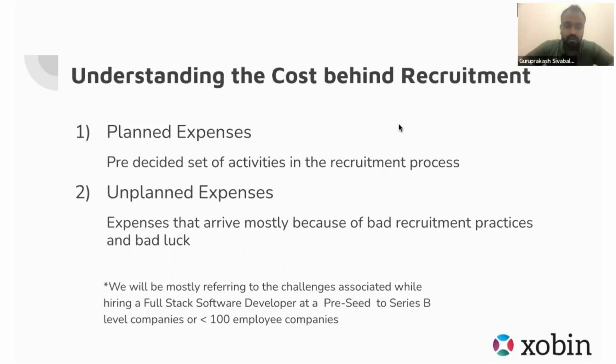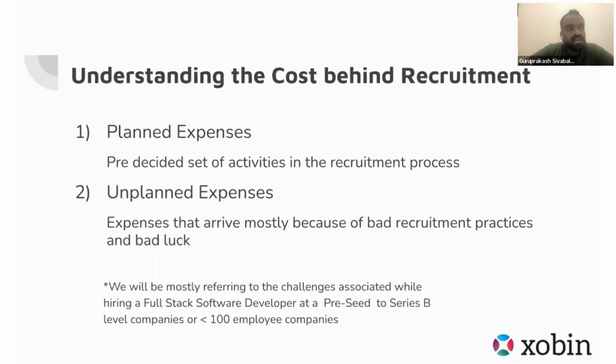Now, when it comes to cost, we have to break it down into two segments: planned expense and unplanned expense. Planned expenses are usually the pre-decided set of activities involved in the recruitment process. Like if you're going to use a tool, the cost of the tool. You're going to spend on ads to attract candidates, that's the marketing cost. Some employer branding activity for a specific job. You're going to conduct a hackathon, such miscellaneous expenses.